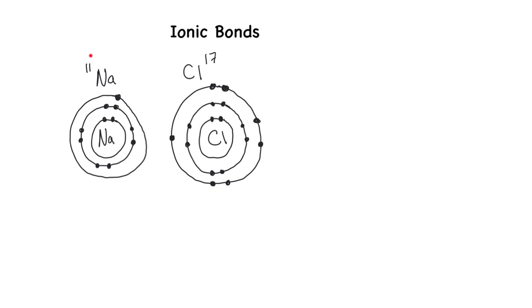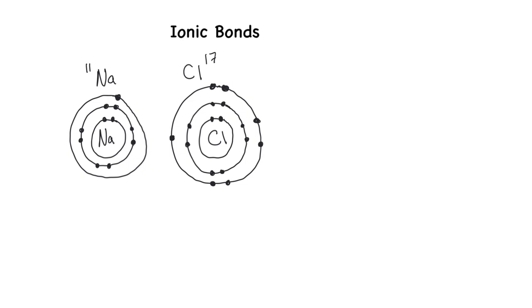Sodium had 11 as its atomic number, 11 protons, which means it also has 11 electrons. So we have 2 in the innermost shell, filling that up. We have 8 in the second shell, giving us 10, and then we have that 11th one in the third shell. Chlorine has 17, so it also has 2 in the innermost shell, and then 8 filling that second shell, but then it has 7 in the outermost shell.